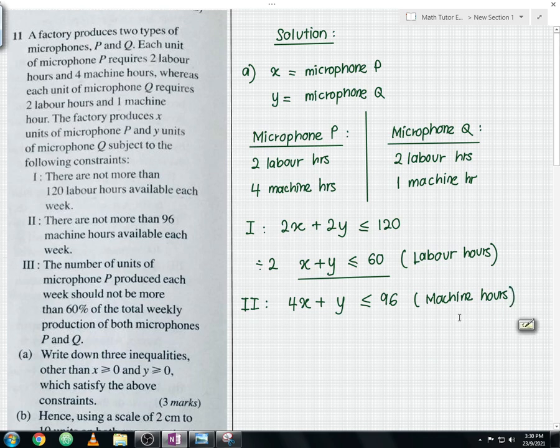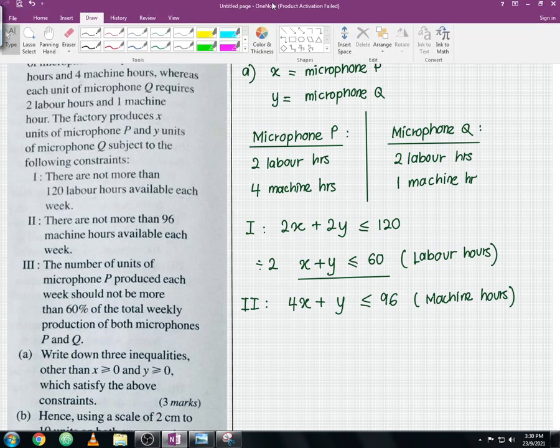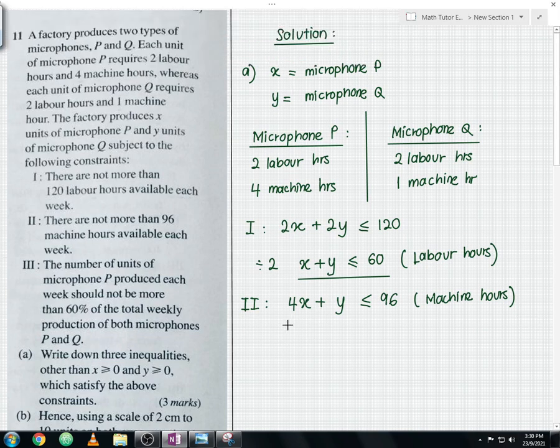Okay, so let me underline this constraint 2. Okay, so let us proceed our discussion for the constraint 3. It mentioned here the number of units of microphone P produced each week should not be more than 60% of the total weekly production of both microphones P and Q.